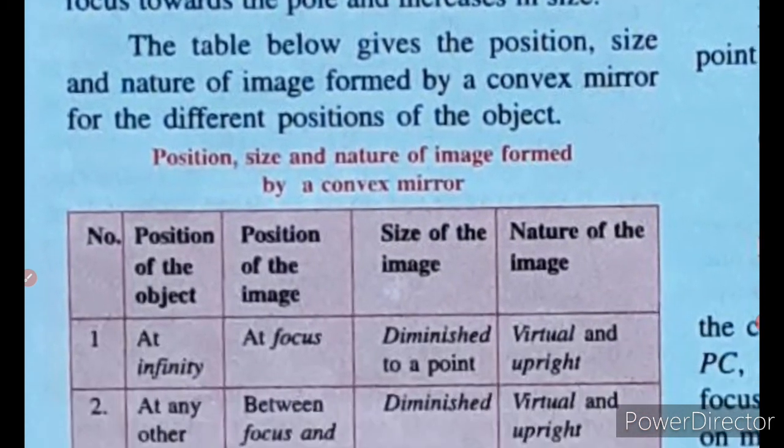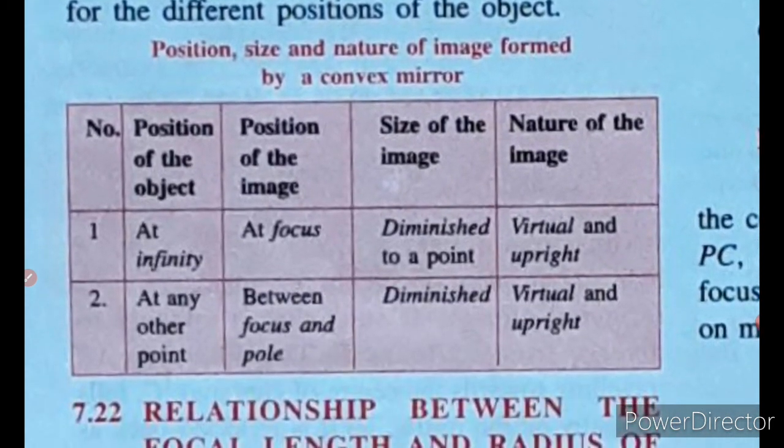So here is the table, the summary. Point number 1: position of the object at infinity, position of the image will be at focus, size of the image is diminished to a point, nature of the image will be virtual and upright. And point number 2: when the object is kept anywhere in front of the mirror other than infinity, then the position of the image will always be between the focus and the pole, the size of the image is always diminished, and the nature of the image formed is always virtual and upright.